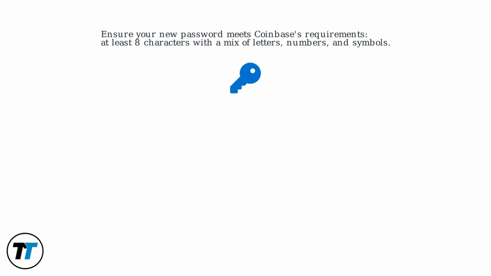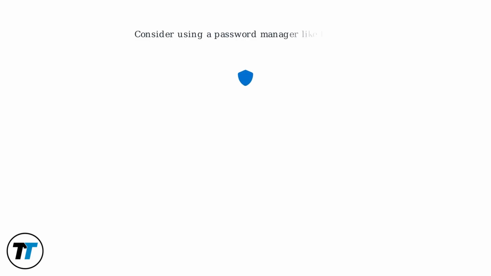At least 8 characters, including uppercase and lowercase letters, numbers, and symbols. To create and manage strong, unique passwords, consider using a password manager like LastPass. This helps prevent security breaches. If the reset email is delayed, wait a few minutes and try requesting it again. If issues persist, contact Coinbase support for assistance.